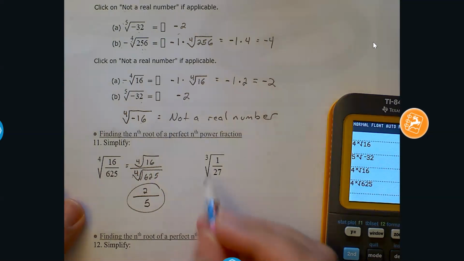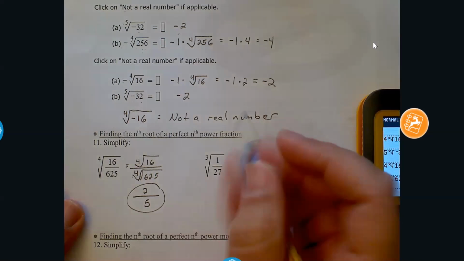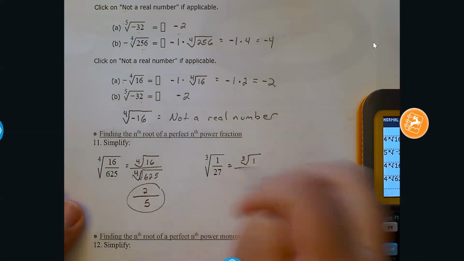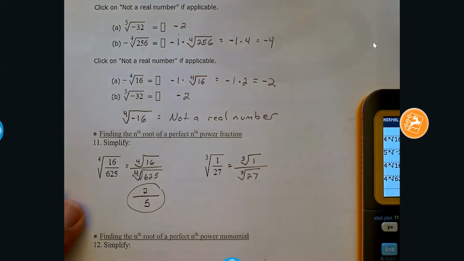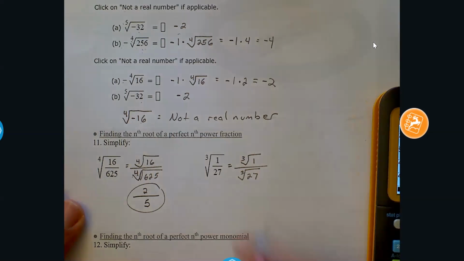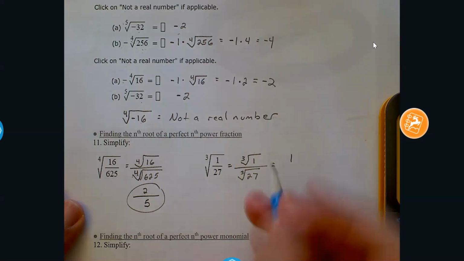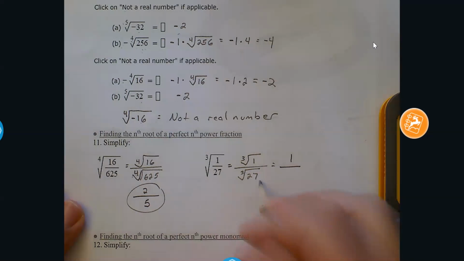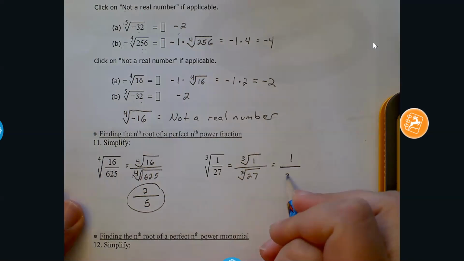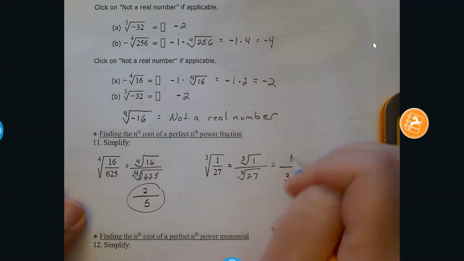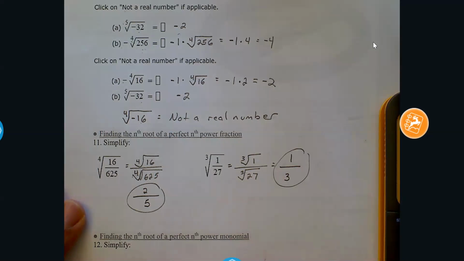Now we're looking at the cube root of 1 over 27. So this would become the cube root of 1 over the cube root of 27. And the cube root of 1 is 1, because 1 times 1 times 1 is 1. And the cube root of 27 is 3, because 3 times 3 times 3 is 27. Our answer would be 1/3.